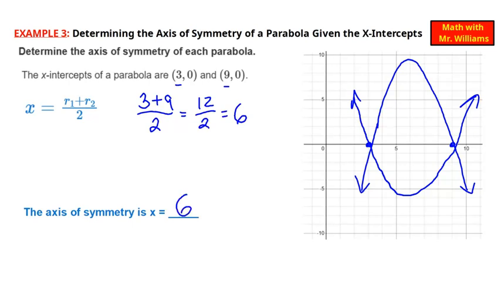If we come back over to our graph, we can see we were pretty close in our quick drawing of our axis of symmetry. Call that the axis of symmetry, AOS. It's right there at 6.